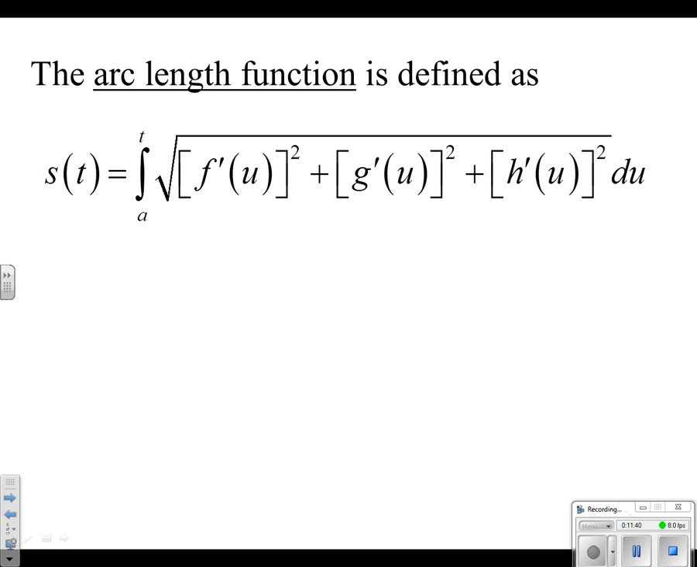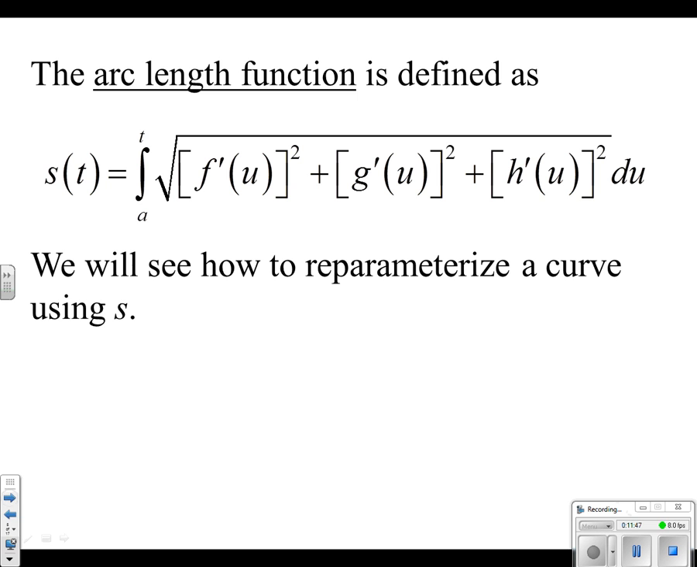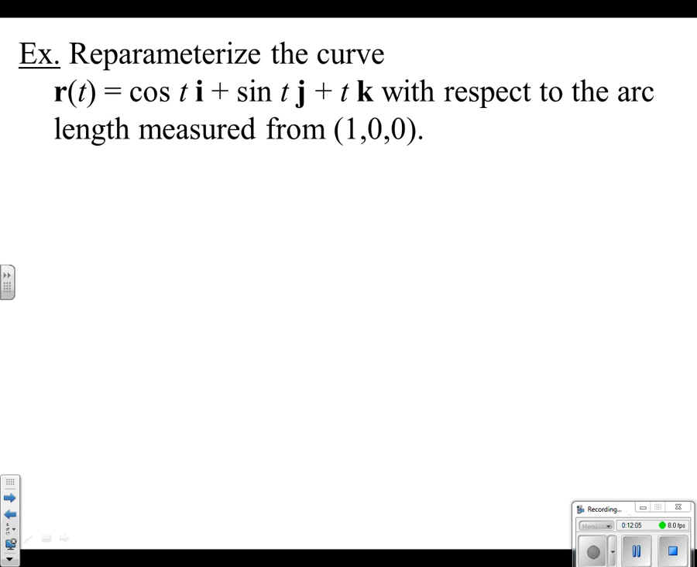So this is called the arc length function. It's going to be a function of t. And what we're going to do is talk about how to reparameterize a vector function so that rather than its variable being t, the variable instead is s, this arc length function. So to help us understand, let's consider this example. Let's reparameterize the curve r of t equals cosine t i plus sine t j plus t k with respect to the arc length measured from the point (1, 0, 0).